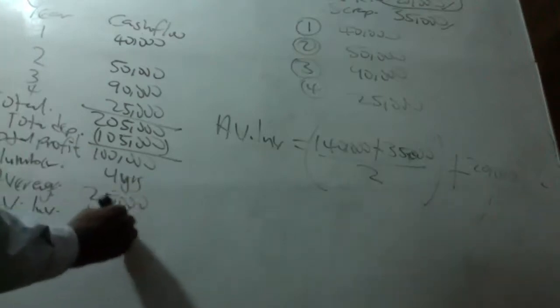In fact, this is the formula for finding average investment. The cost, initial amount, plus the scrap value, all divided by 2. But however, if there's any working capital, add it. So plus 20,000. Good. So you get 107,500. I really like that.